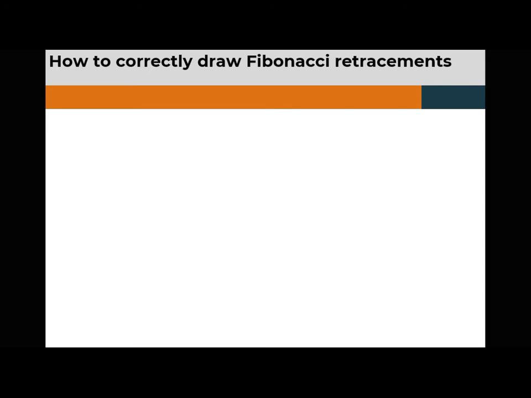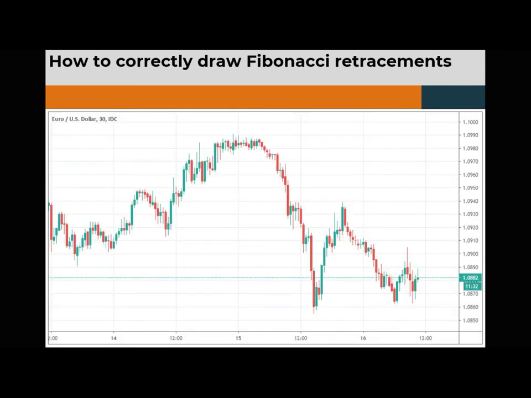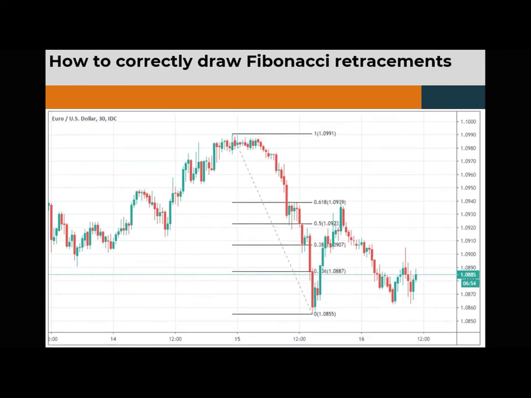Now, how to correctly draw Fibonacci retracements. This is typically a daily chart of the euro dollar, and you draw a Fibonacci retracement from a high to a low. Now, if you fill it in with what I've used as Fibonacci retracement levels, you can see the Fibonacci levels that stand out. Starting with the peak at 1.0991 and to the low of 1.855.